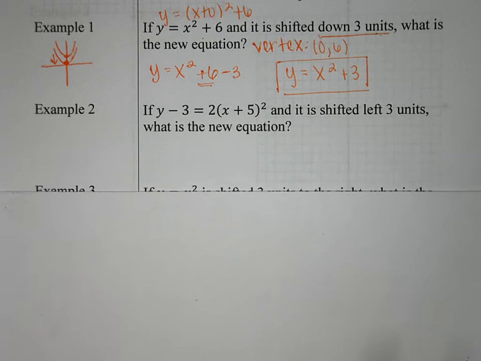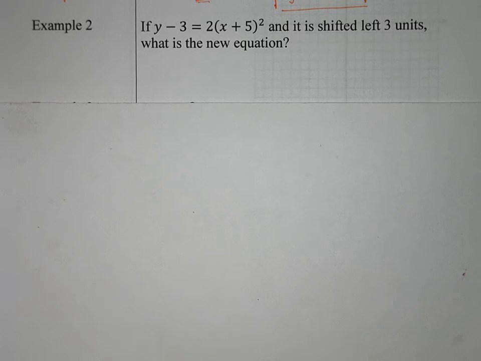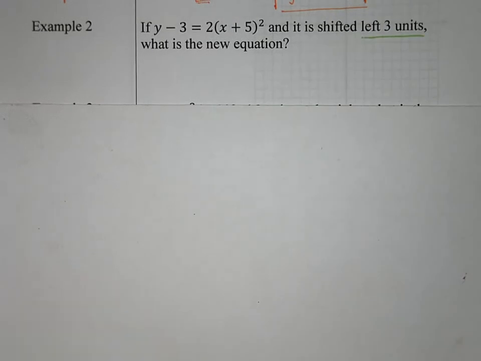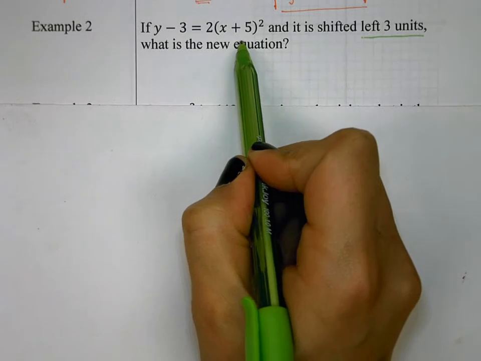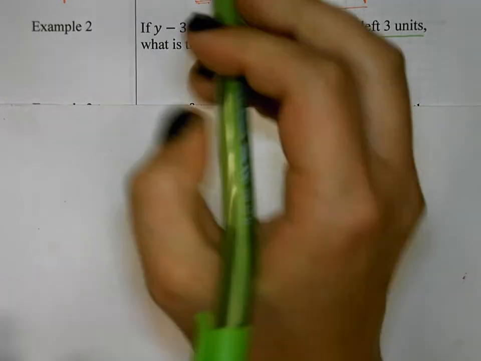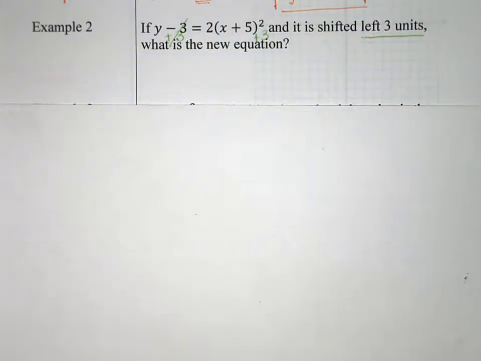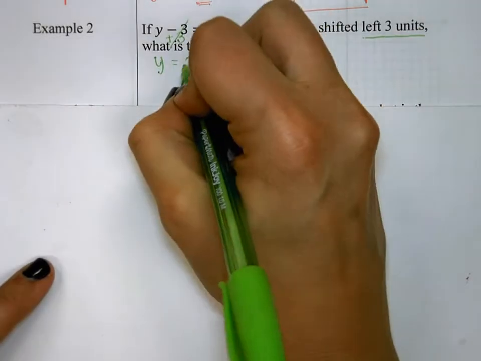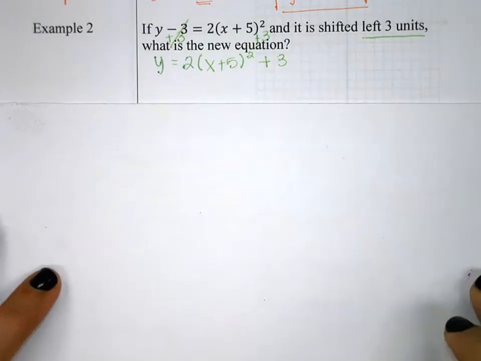Example 2, if y minus 3 equals 2 times (x plus 5) squared, and it had shifted left 3 units, what is the new equation? Well, first of all, this equation does not look like what we've been working with before. That number has to be on the other side. So let's add 3 to both sides first, so that we can get an original equation that looks like what we're used to working with. So that's going to be y equals 2 times (x plus 5) squared plus 3 goes on the outside.